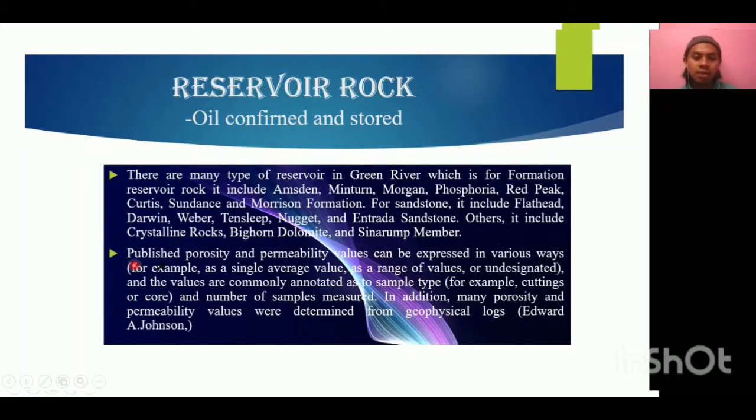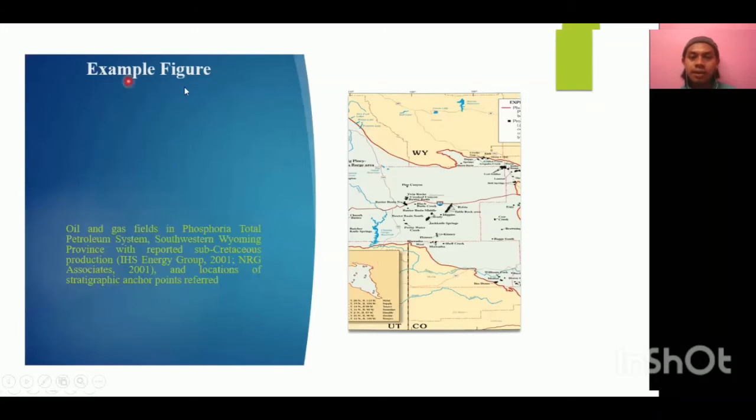Published porosity and permeability values can be expressed in various ways, for example as a single average value, as a range of values, or under segment. The values are commonly noted by sample type, for example cuttings or core, and the number of samples measured. In addition, many porosity and permeability values were determined from geophysical logs, according to Edward A. Jones. This is the example figure.